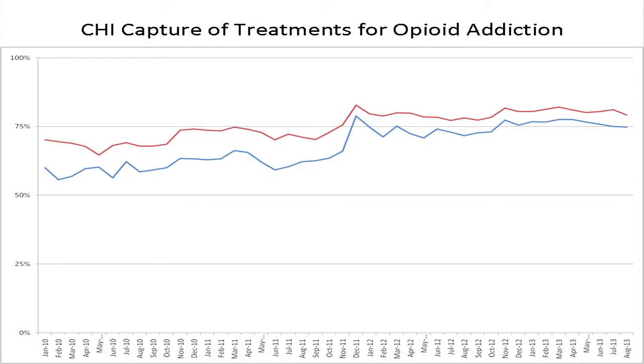This is the problem for this analysis. The red line is methadone, the blue line is Suboxone. Only 1 in 4 scripts are we capturing the CHI off. So the next slide has the big health warning on it that the numbers I'm going to quote to you probably are an underestimate.